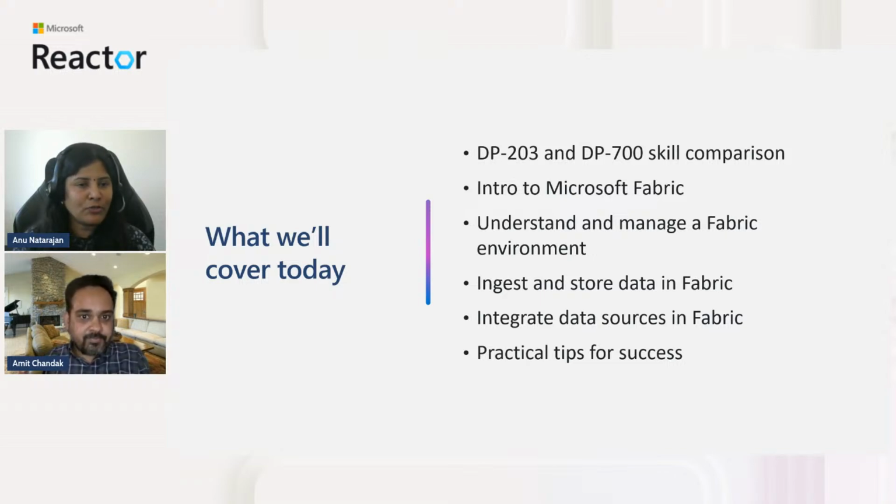Followed by that, we are going to give you a quick introduction about Microsoft Fabric, the one-stop shop of the data and analytics platform for a lot of organizations. We are going to walk you through how to understand and manage a Fabric environment. Then we are going to talk about some of the ingestion and storage techniques available in Fabric that you can utilize for your workloads. We will also look at how to integrate different data sources inside Microsoft Fabric. And last but not least, we are going to wrap up the session with some practical tips that will help you succeed with the DP-700 certification. There is a lot of content for us to cover, so without any further delay, we will keep going.